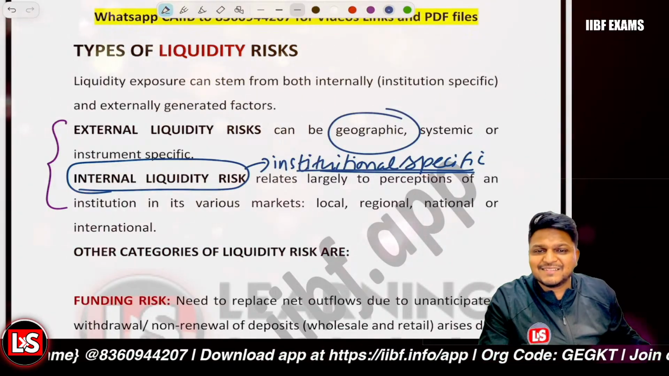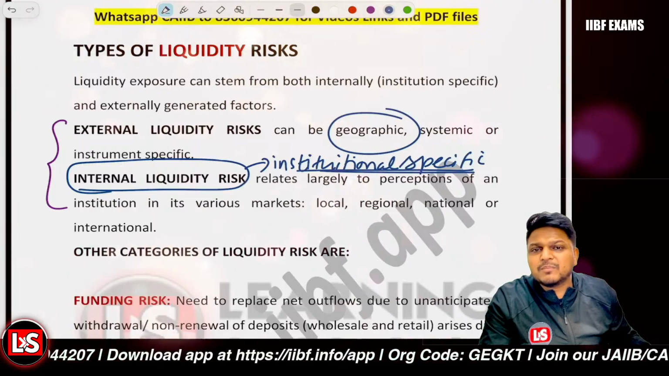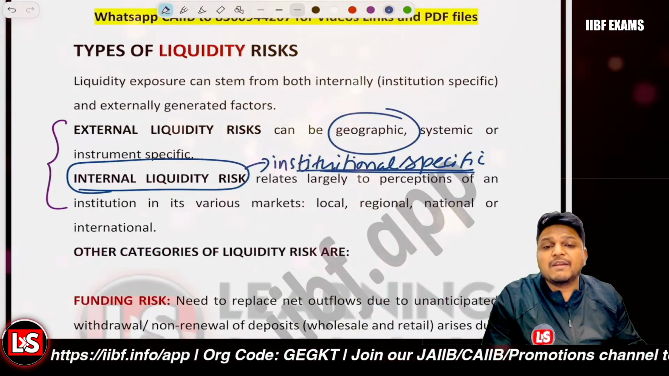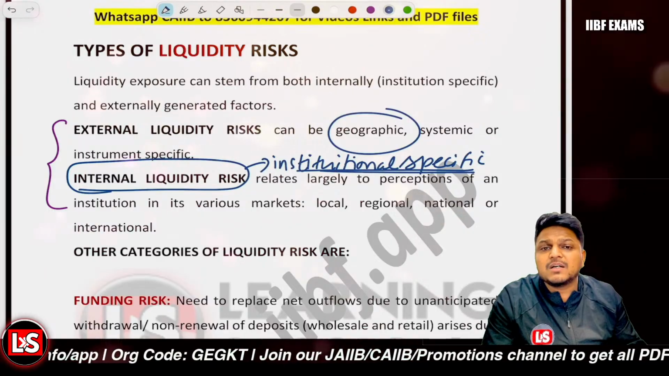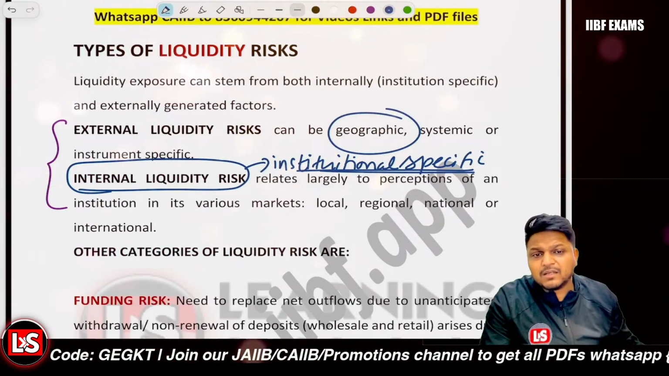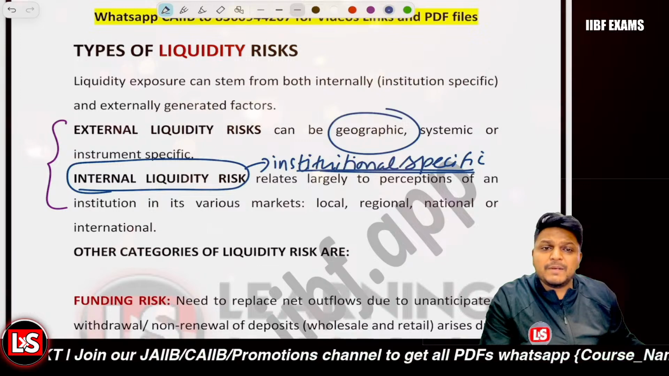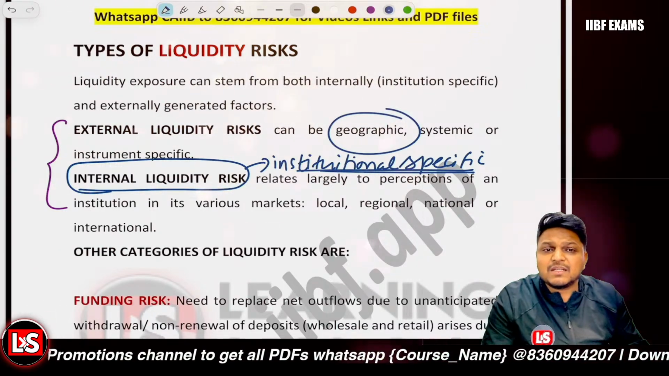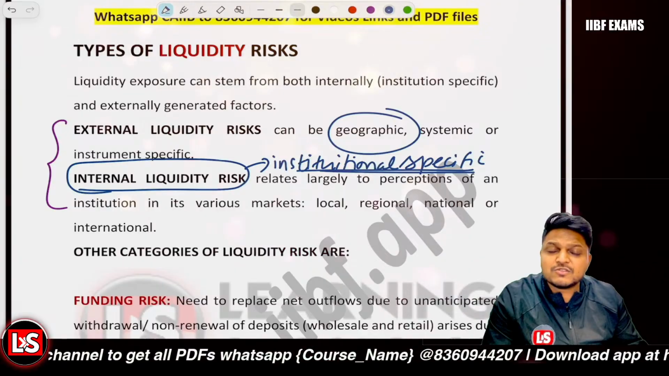So when we are talking about the external liquidity risk, it means the liquidity risk which is arising due to the external environment. That's basically beyond the bank's control, right? So it could be the case that the complete financial system is facing a liquidity crunch, or it could be the case that there is a lack of buyers or sellers in the market.